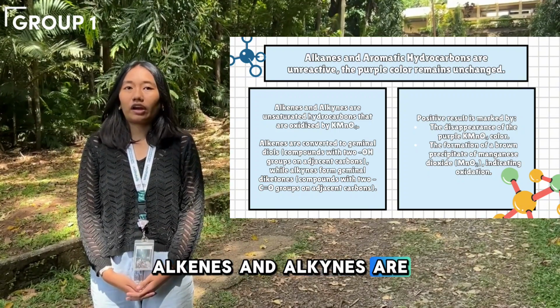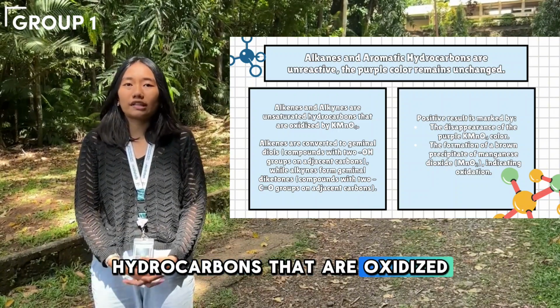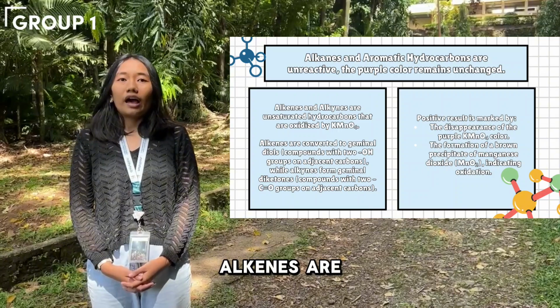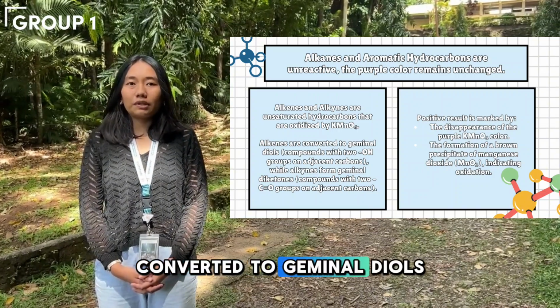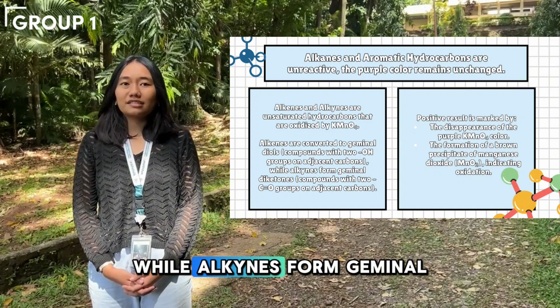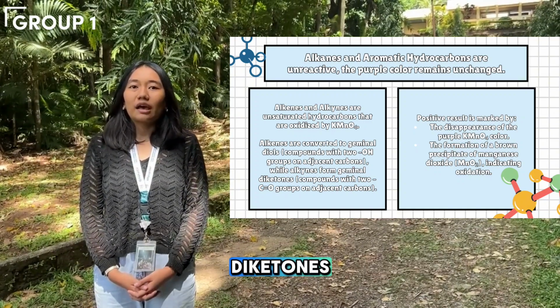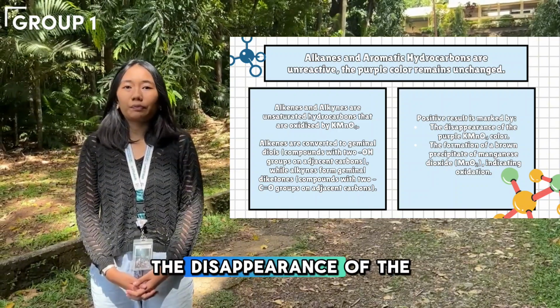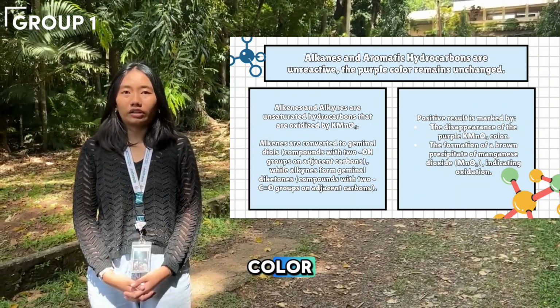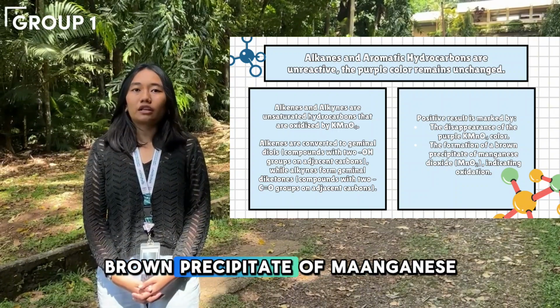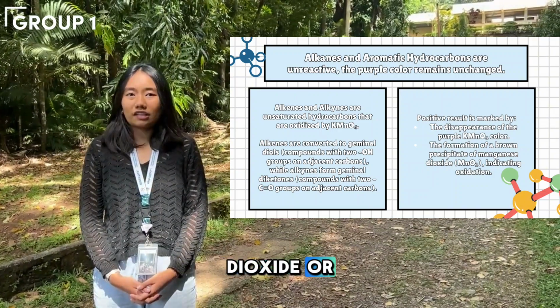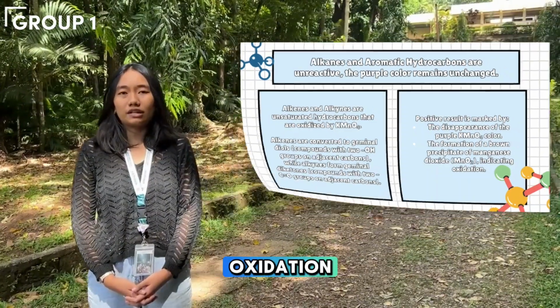Alkenes and alkynes are unsaturated hydrocarbons that are oxidized by KMnO4. Alkenes are converted to geminal diols, while alkynes form geminal diketones. A positive result is marked by the disappearance of the purple KMnO4 color and the formation of a brown precipitate of manganese dioxide, or MnO2, indicating oxidation.